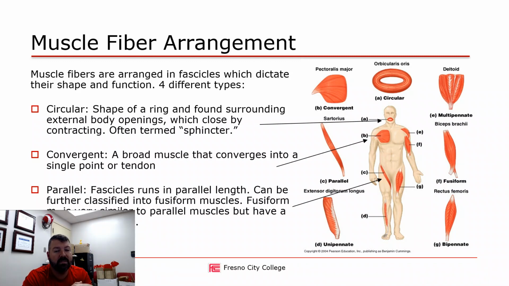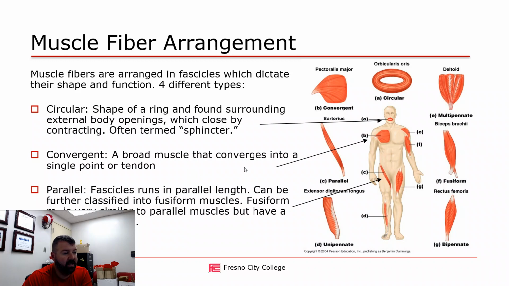So either it's our mouth getting smaller, or in terms of our anal sphincter, that is also getting smaller to restrict any gas or solid matter from exiting. Next we have the convergent muscle fiber arrangements.